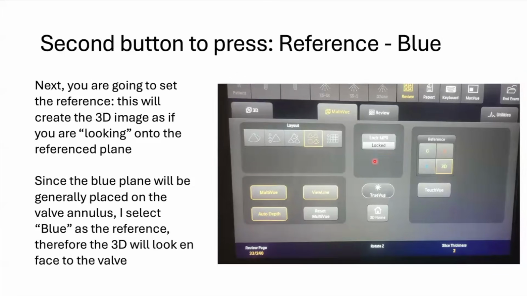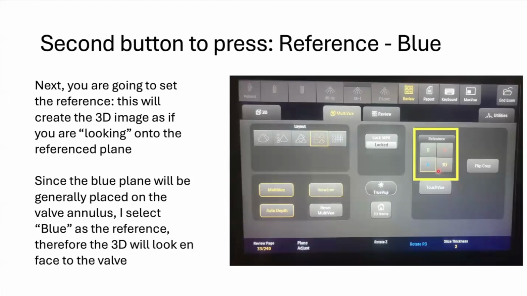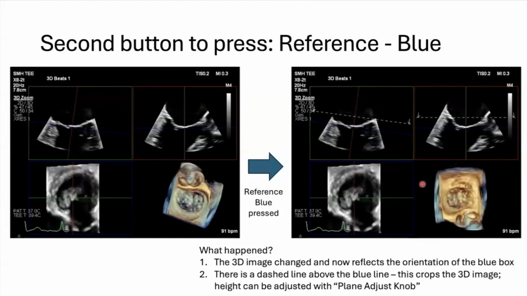The next thing you're going to do is set the reference. That's under this reference part here, and it defaults to reference 3D, the 3D image that you acquired. We're going to want to set the reference to blue, and I'll show you why in just a second. It's going to lock your blue plane and your 3D image to each other.